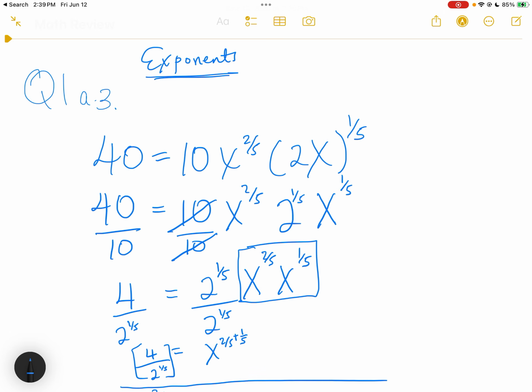Okay. And so from here, we will have on the left hand side 4 divided by 2 to the 1/5. If you notice, I haven't put that into my calculator yet. X to the power, well, 2 over 5 plus 1 over 5 in the power, right? That will give us to the power 3 over 5. And to get this x on its own, what do I do? I do this.